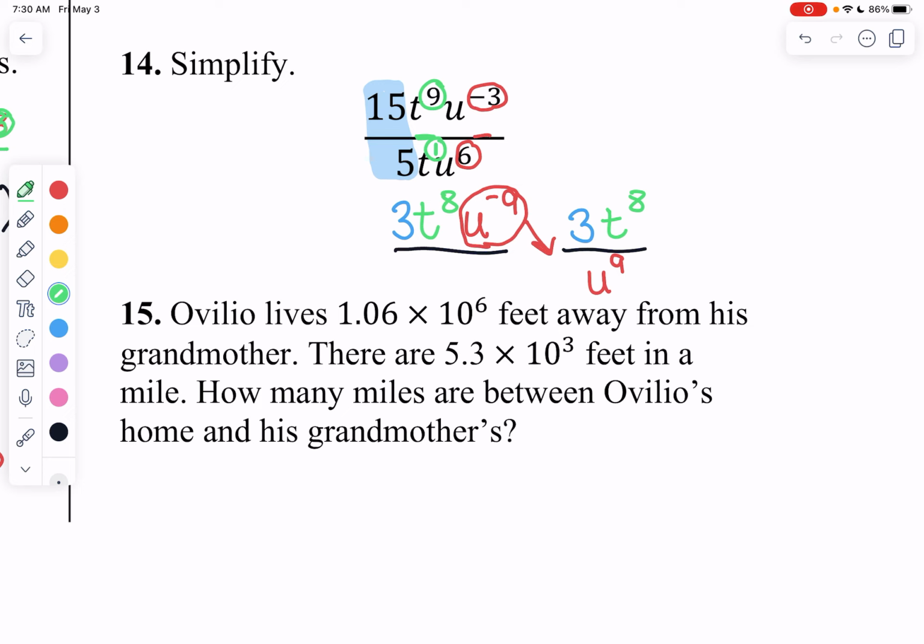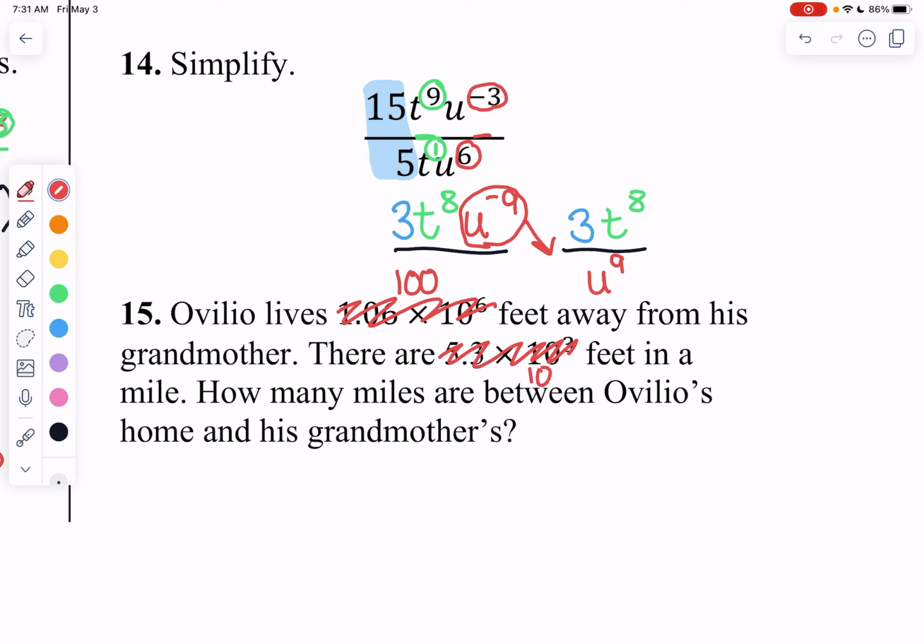Whenever I have problems with big numbers in my life, I love to change them to smaller numbers so that I can figure out what's going on in this problem. So I'm going to cross this out and think about a number that's easier for me to think about. I'm just going to think about 100. Let's say he lives 100 feet away from his grandma, right? And then I know there's lots of feet in a mile, but for now, let's just say there's 10 feet in a mile, all right?